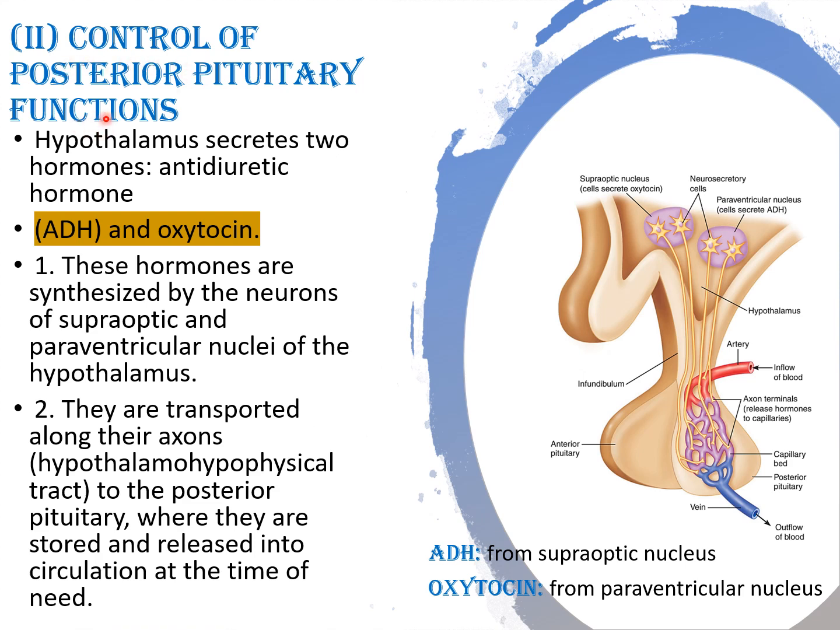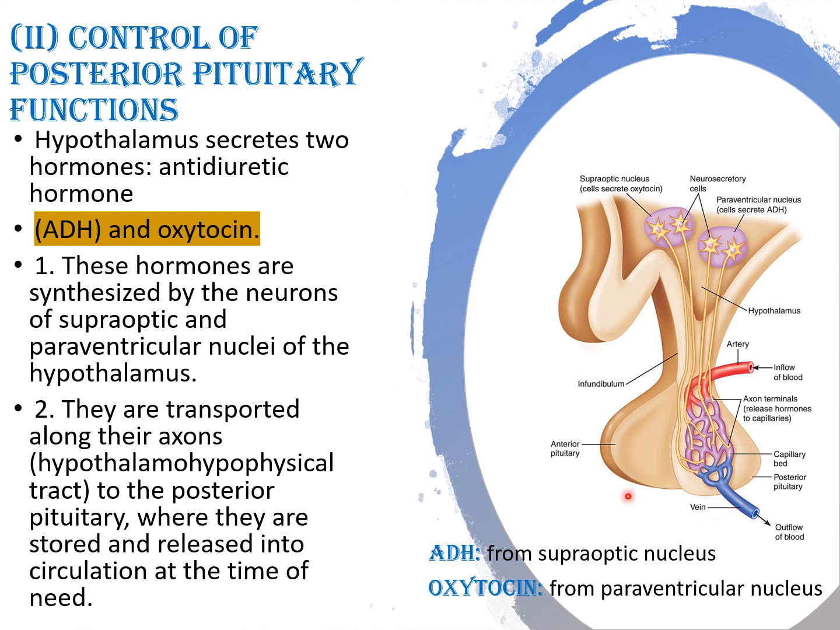Now the control of posterior pituitary function. How does it control the functions of the posterior pituitary? ADH comes from the supraoptic nucleus. This one is the supraoptic nucleus and this one is the paraventricular nucleus, which secrete ADH and oxytocin respectively. This one is the posterior pituitary, this one is the anterior pituitary, and here there is an inflow of blood in the artery, the axon terminals release the hormones to capillaries, and this is the capillary bed, with outflow of the blood through the vein.